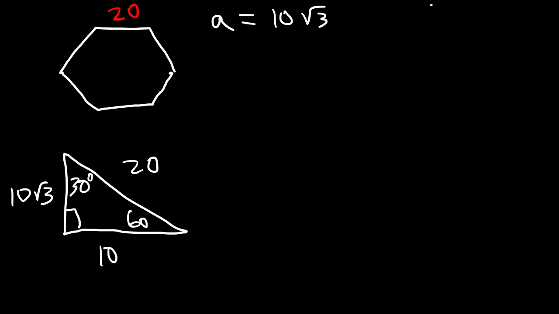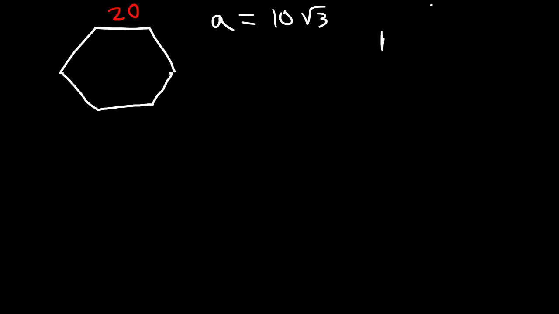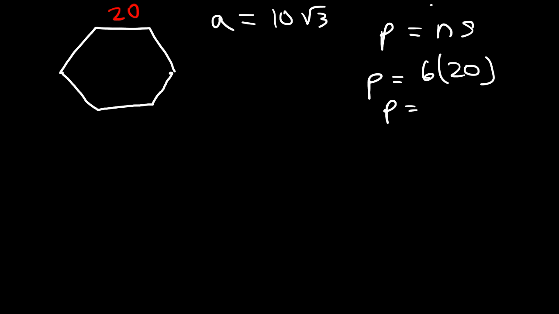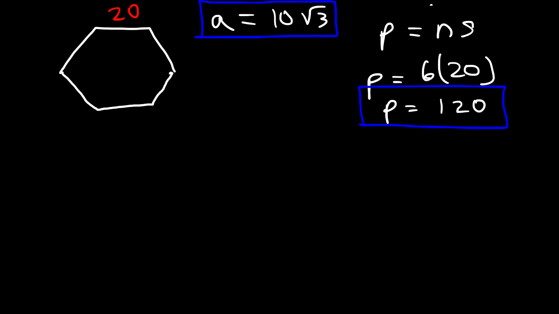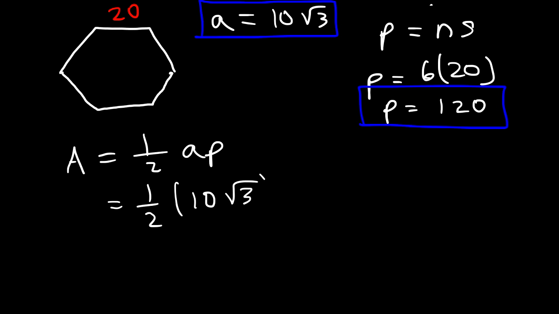All we need to find at this point is the perimeter. And to calculate the perimeter, it's simply n times s. We have a 6-sided figure, so n is 6, and the side length is 20. So the perimeter is 120. So once you have the apothem and the perimeter, you can now calculate the area. So it's 1/2 AP. The apothem is 10 square root 3, and the perimeter is 120.